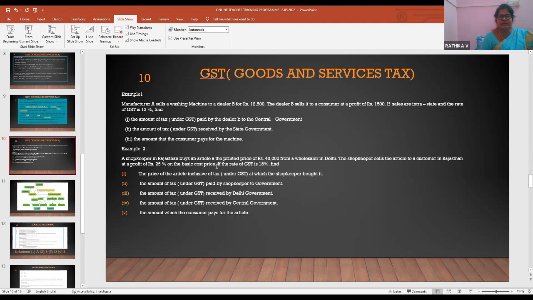Similarly, in the second one, I have taken each model one question. One is intrastate, another one is interstate. So in both cases, we will see how GST is calculated, and when we do it, we'll come to know who is actually paying. In both, previously also, the consumer only is paying. Compared to the previous taxes, GST has actually reduced our burden, because we brought uniformity here.